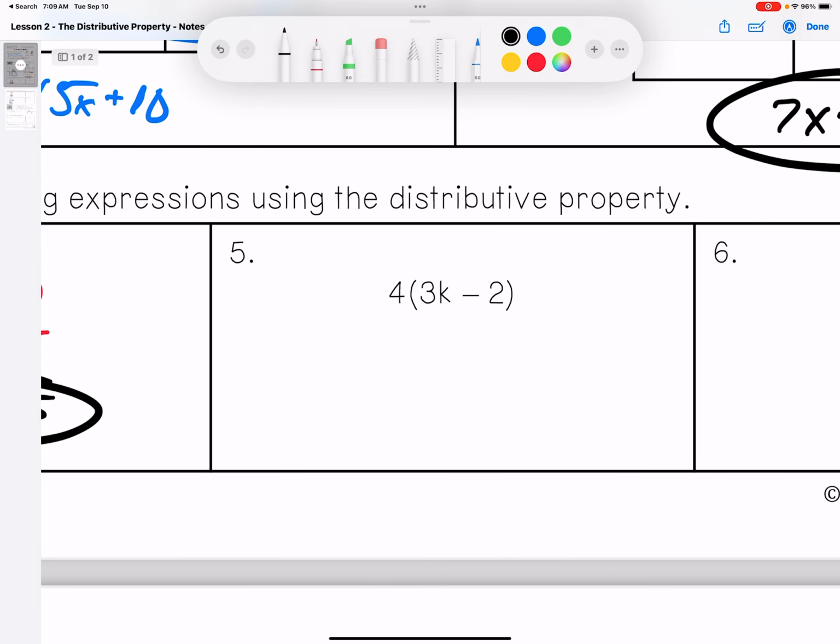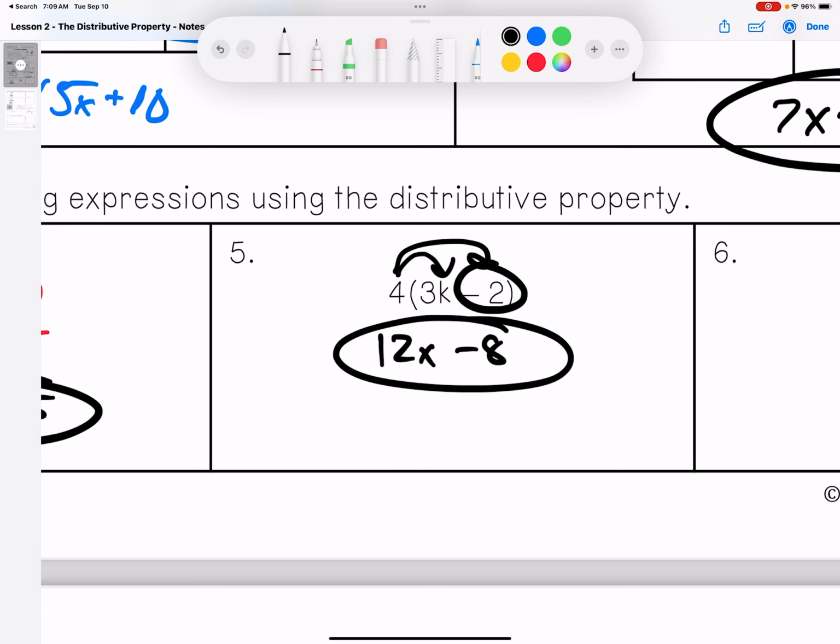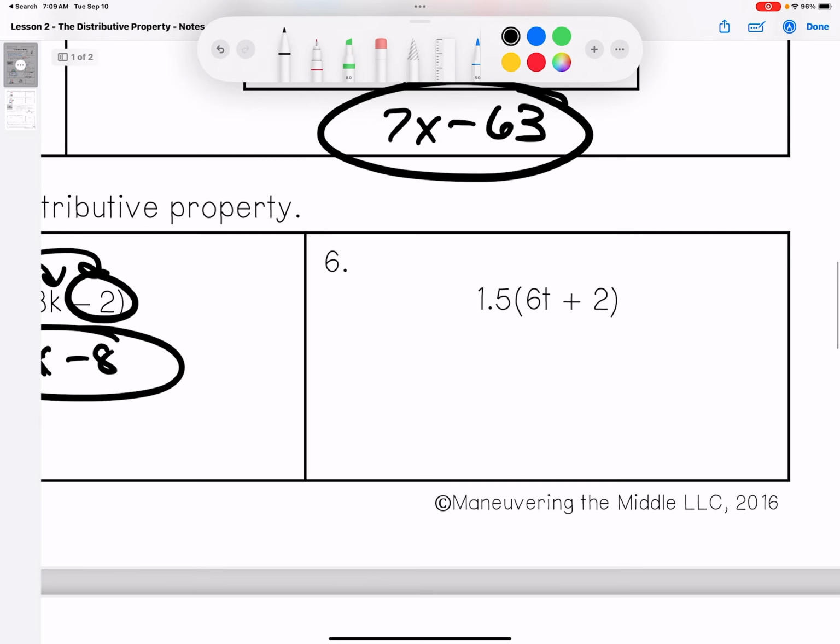All right. I'm just going to keep it one color for time's sake here. We're going to go 4 times 3k, which is 12k. And then 4 times negative 2, which is negative 8. So it should have been 12x, or 12k, my bad. The variable really doesn't matter, but I need to write it correctly. 12k minus 8. All right, the next one is 1.5 times 6t. That is 9t. And then 1.5 times a positive 2 is positive 3. So you should have ended up with 9t plus 3.